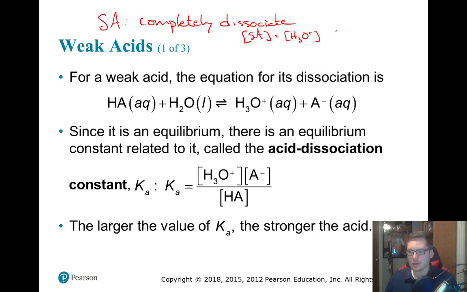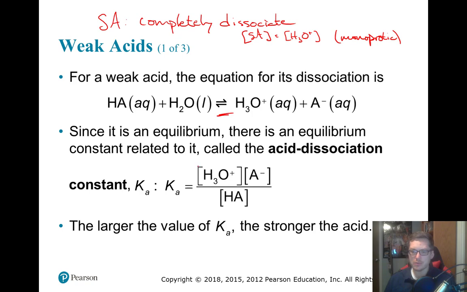Okay, let's see, maybe we should notate that, monoprotic acid. So those are acids with just one hydrogen. And so we could make that assumption. However, weak acids are weak because they do not completely dissociate. So instead of just going to one side of the equation, they form an equilibrium.